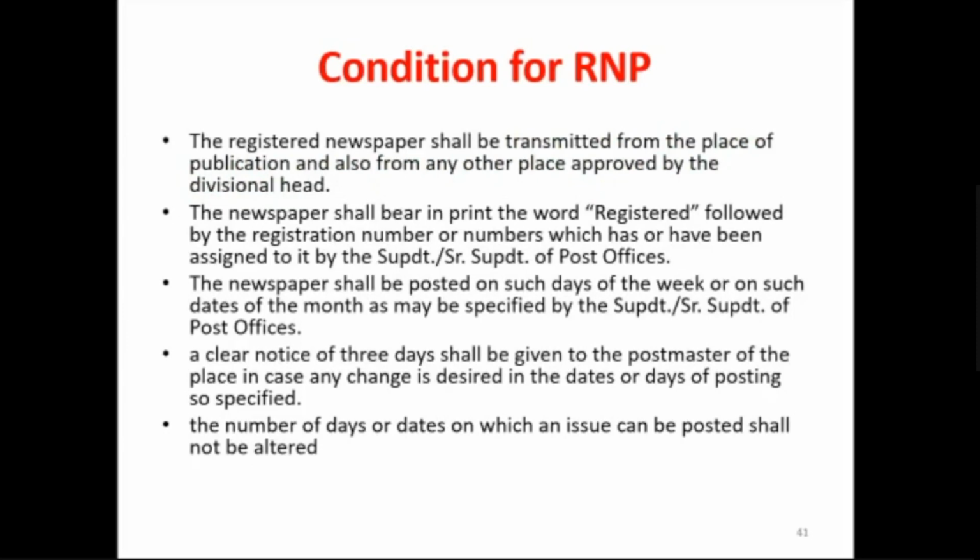And what are all the other conditions for RNP? Registered newspaper shall be transmitted from the place of publication and also from any other place approved by the division head. So they will be given one particular office of posting, and from there only they have to send that RNP. The newspaper shall bear in print the word registered followed by the registered number or numbers assigned to it by the superintendent of post offices. So the registration number should be clearly printed in that newspaper, and the newspaper shall be posted on such days of the week or on any dates of the month as specified by the divisional head.